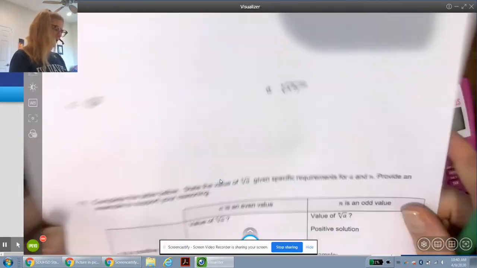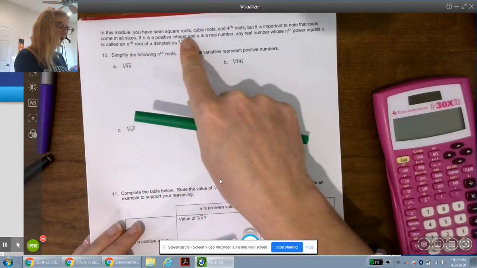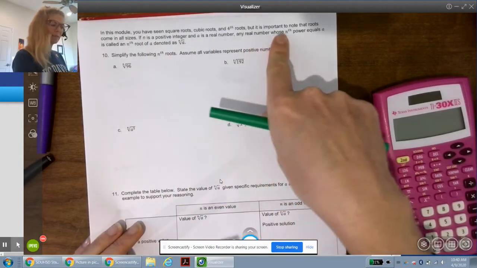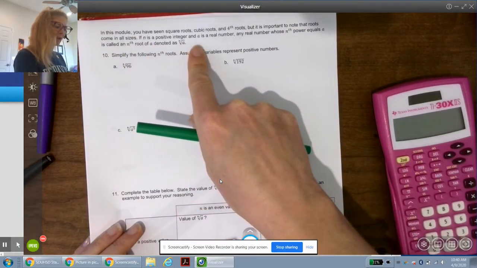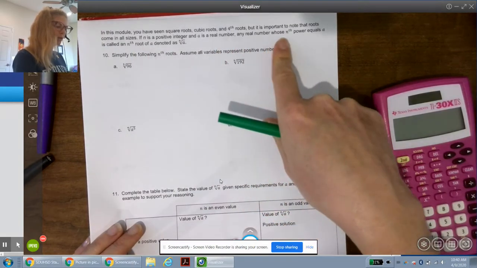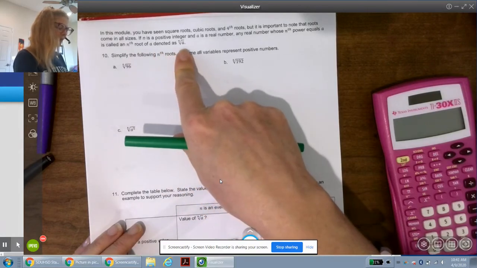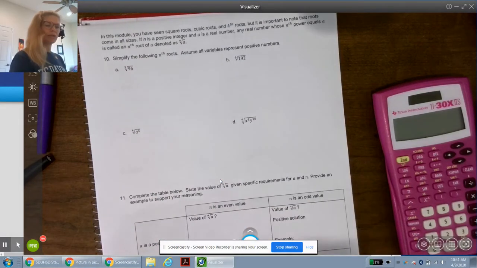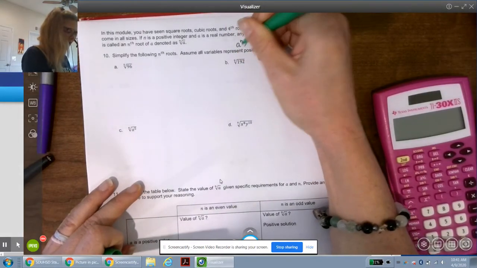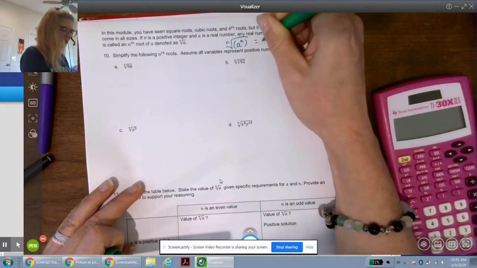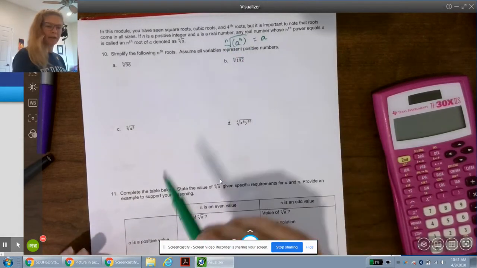Okay. Number 10, let's read the directions together. It says, in this module, you've seen square roots, cubic roots, and fourth roots. But it's important to note that roots come in all sizes. If n is a positive integer and a is a real number, any real number whose nth power equals a is called an nth root of a, denoted as nth root of a. So that's just saying that to undo this, a to the nth power is going to be a. Same thing that we've been seeing, just putting a little abstract variable there.